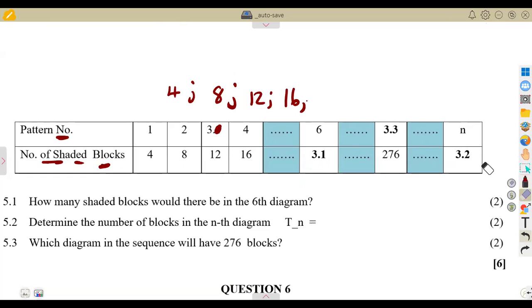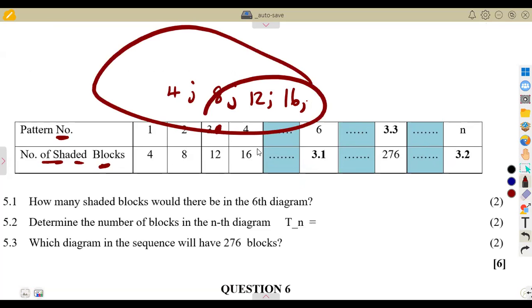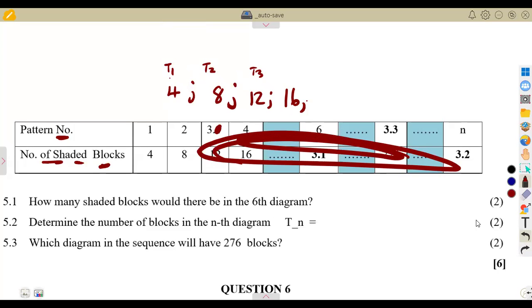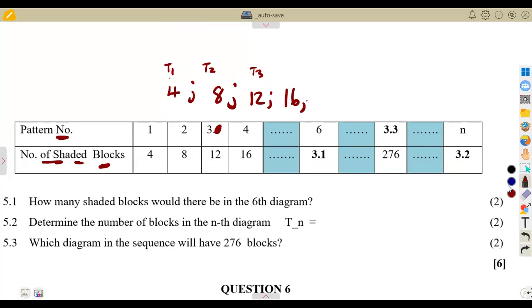These numbers showing this pattern are given like this. Pattern number 1 is 4, 2 is 8. They're just giving us a table now, but this is what we are used to. So this is your T1, your first term, second term, third term, fourth term, and so on: T1, T2, T3, T4, and so on. They can give you this in the form of a table in this manner.